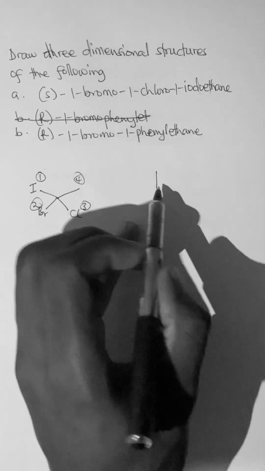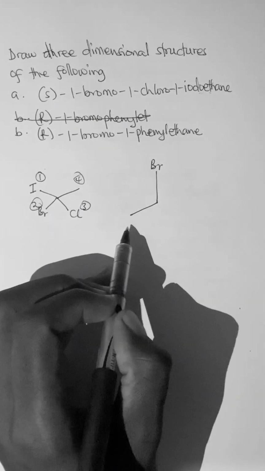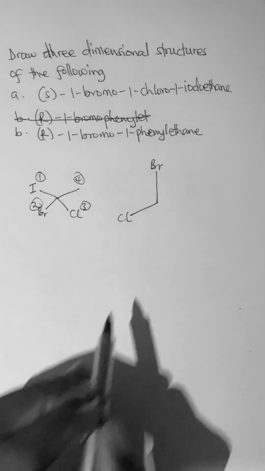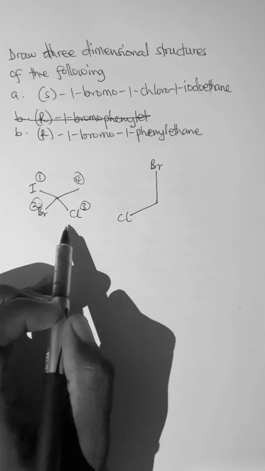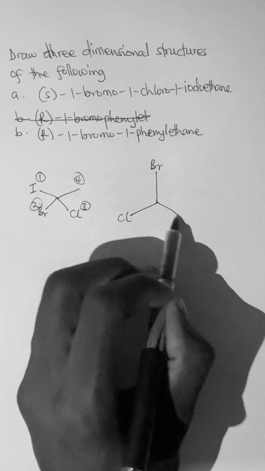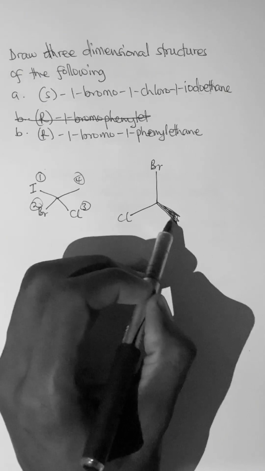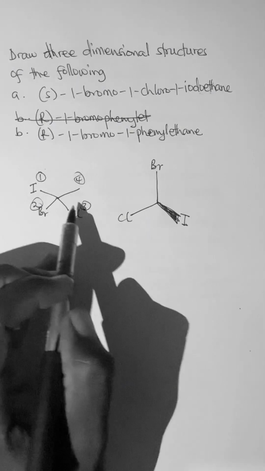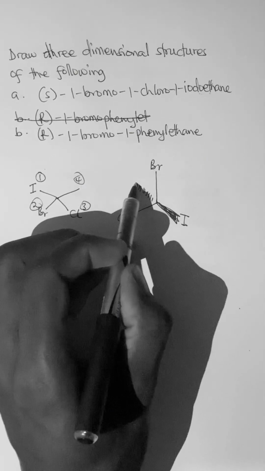So let's do this. So this is bromine, and then this is chlorine. Then now the iodine is the one with the highest priority. Let's put it on a wedge bond, so it is coming out of the page. So this is iodine. And then the methyl, which is the least group, we'll put it on the dash bond. So this is the methyl.